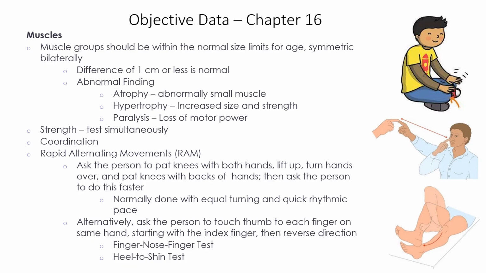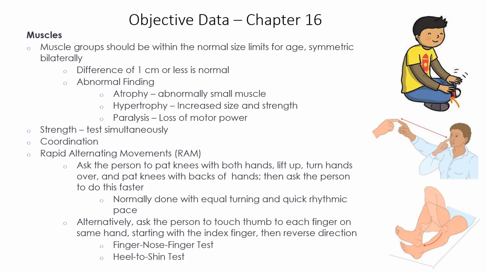Coordination: can they move both hands at the same time? Can they walk without stumbling? Then you're going to assess the rapid alternating movements. You can ask the person to pat their knees with both hands, okay? Lift up, turn their hands over, and pat their knees with the back of their hands. And you can ask them to do it faster. A normal finding is they can turn their hands over and have a quick rhythmic pace when doing this.